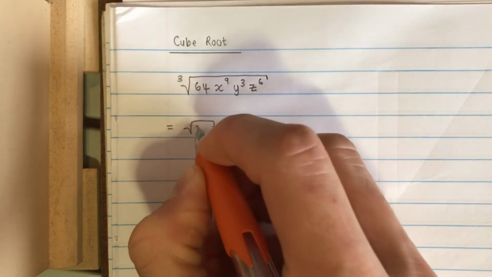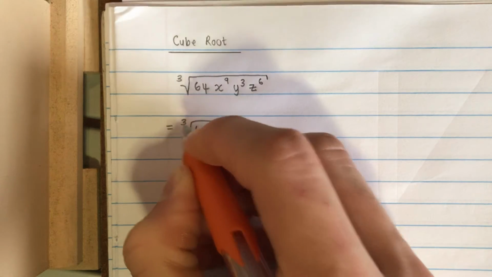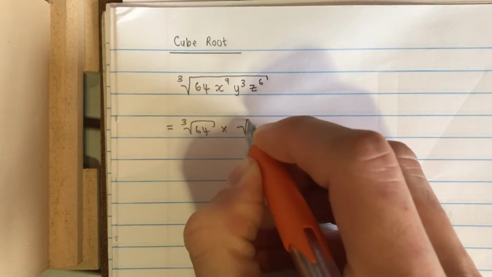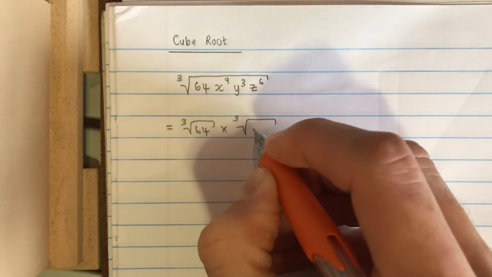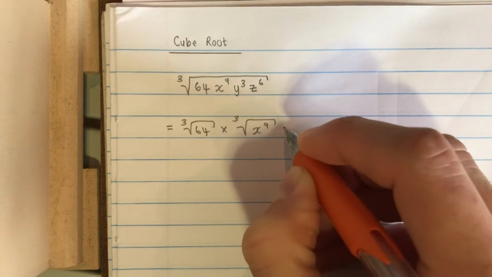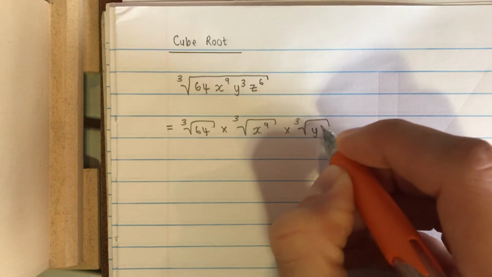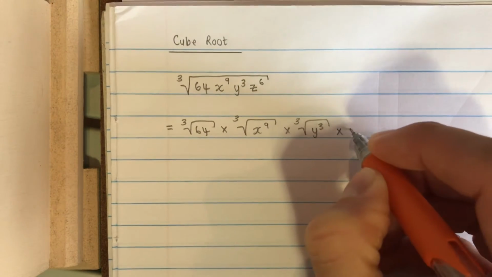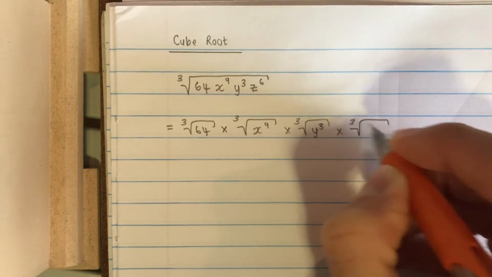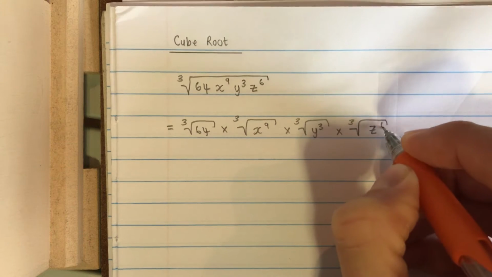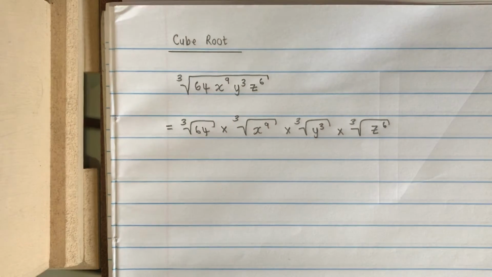It will be the cube root of 64 multiplied with the cube root of x to the power of 9 multiplied with the cube root of y cubed multiplied with the cube root of z to the power of 6. Okay, wonderful. Now, what do we do?